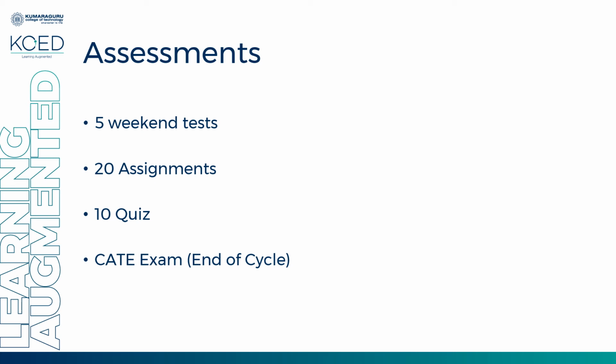At the end, you are going to write the CAT exam. This is the Continuous Assessment Test, and E is for the end of the cycle exam. All this is in virtual mode on the online platform, and everything is recorded. So then and there you have to do the assignment within the deadlines. Then and there you have to do the quiz within the deadlines. Otherwise the mark will not be recorded.